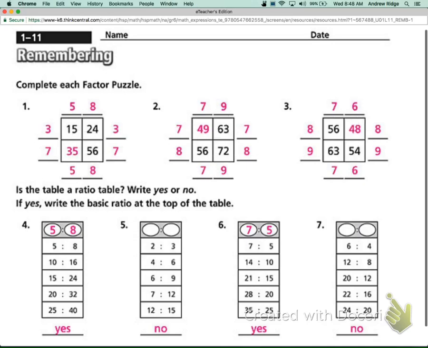Down here, what's the ratio table? Is the table a ratio table, yes or no? If it's yes, write the basic ratio on top of the table. All right, so we got 5, 10, 15, 20, 25, 8, 16, 24, 32, and 40, right? Here's 5 and 8. There is no number that will go into both of them. 5 is a prime, and it doesn't go into 8, so we're pretty sure that's done.